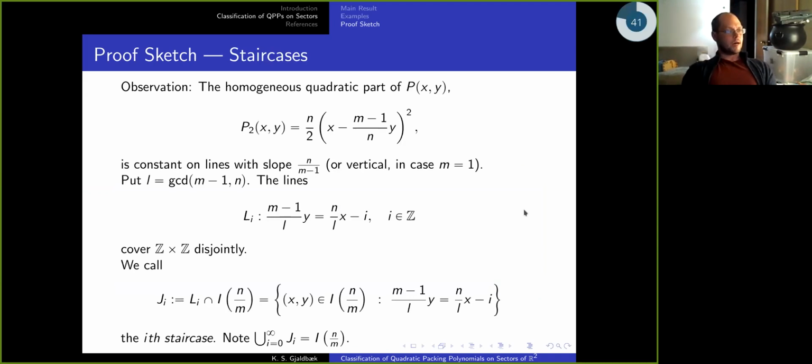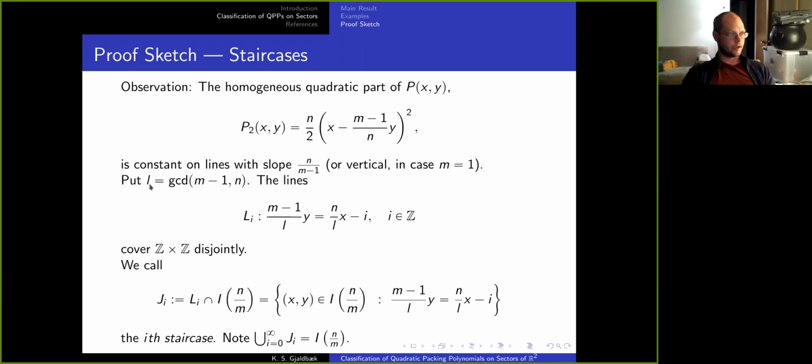So the important thing is the observation that the quadratic part is constant on lines with slope n over m minus 1. And these are the lines that we've been looking at all along. So these are the lines we follow where this quadratic polynomial is actually linear.